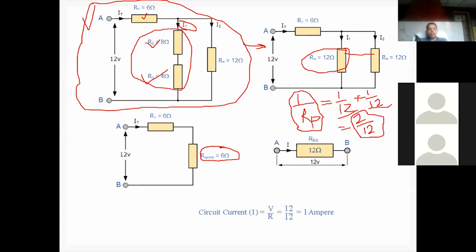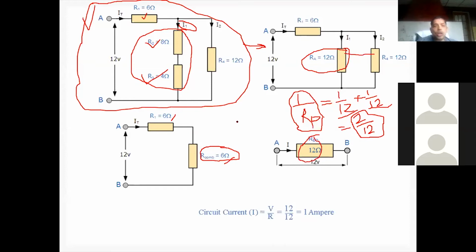Okay? So if they are in series, then what is the formula you use? R1 plus R2, in this case 6 plus 6, since they are in series. So 6 plus 6 is 12. That's your final resistance.